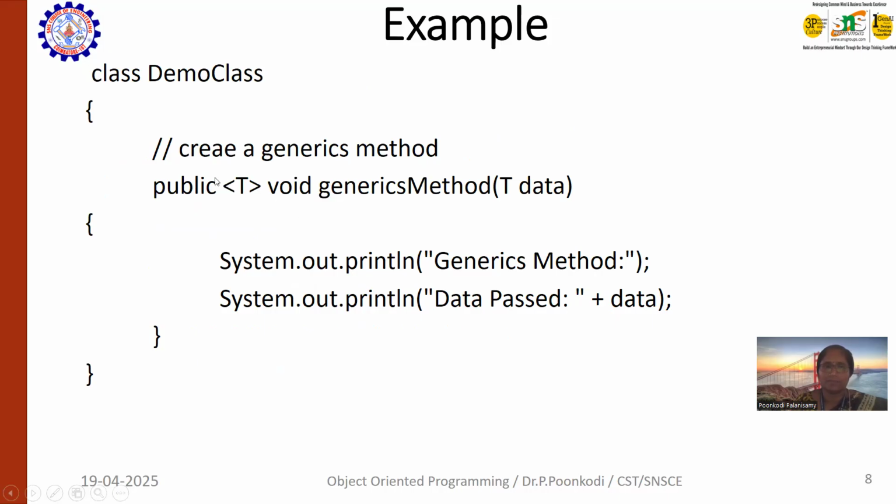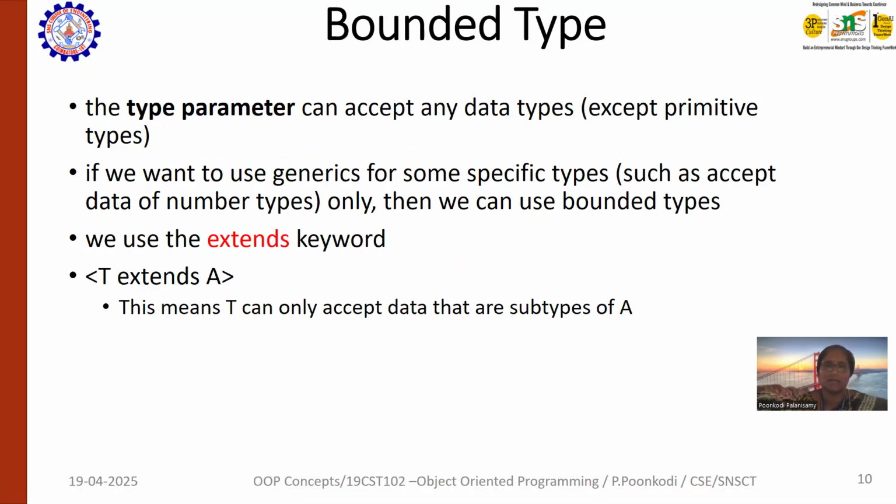Here you can consider the normal demo class, then public, generic type, return type, then method name, then the data which we are going to pass. Then this is println. First, it will print generic method. Then after that, whatever data we are passing: if I am passing an integer value, it will print data passed 1, 2, 3. And if I am passing a string, it will print data passed is hello. Okay, this is an example.